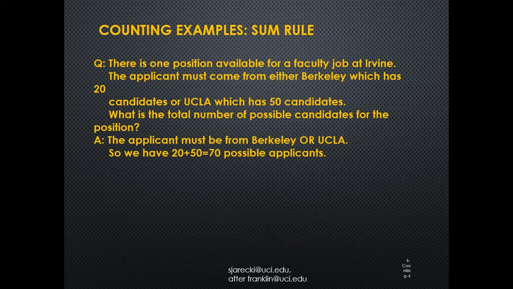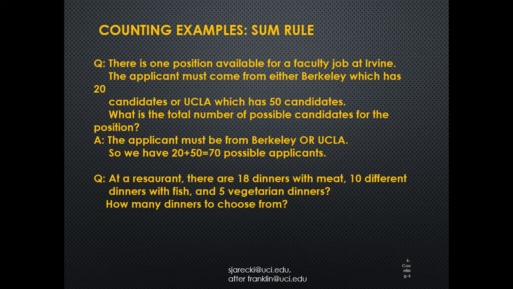Okay, so the answer: the applicant must be from Berkeley or UCLA. So we have 20, which are the applicants coming from Berkeley, and 50 candidates coming from UCLA. So getting the sum of the applicants from Berkeley and the applicants from UCLA, you have 20 plus 50, that is equal to 70. So there are 70 possible applicants for the available position. Okay? Next example.